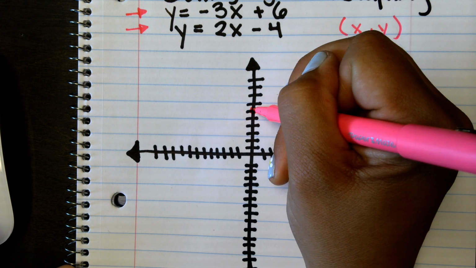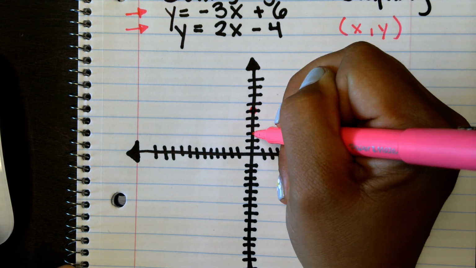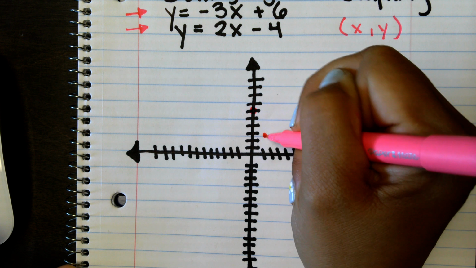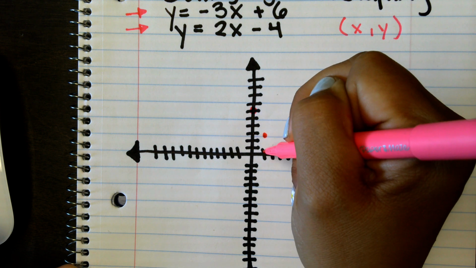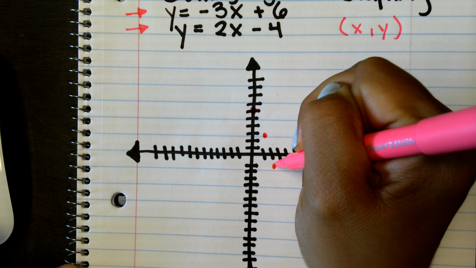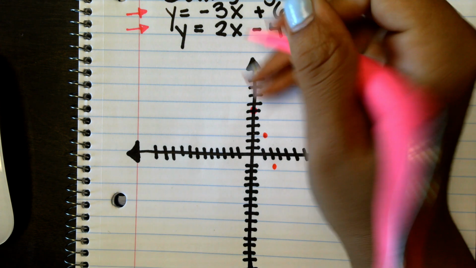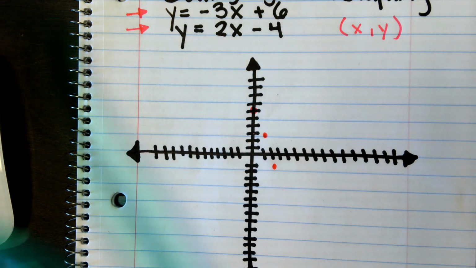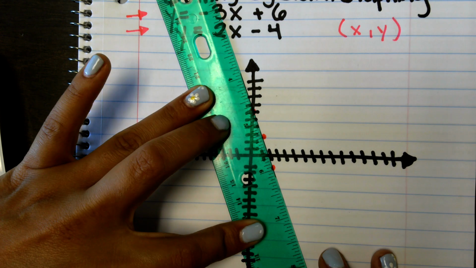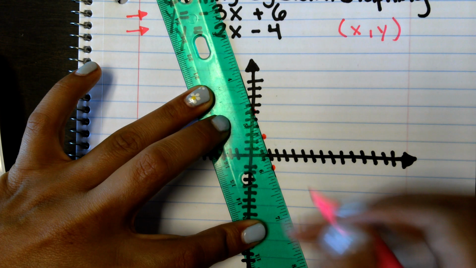So I'm going to start here and go down 3 because it's negative, to the right 1. I'm going to keep going. Down 3, to the right 1. Okay. And then what I do at that point is I draw my line.